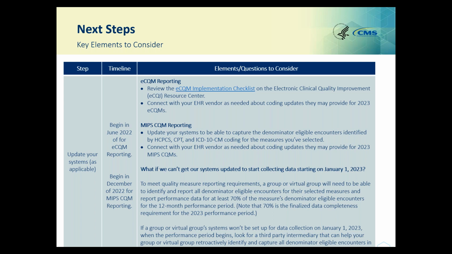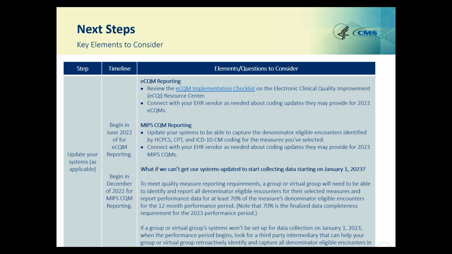MIPS CQMs. If you're not able to get your systems updated to start collecting data starting on January 1st, 2023, look for third-party intermediaries that can help your group or virtual group retroactively identify and capture all denominator-eligible encounters in order for your group or virtual group to have complete reporting.